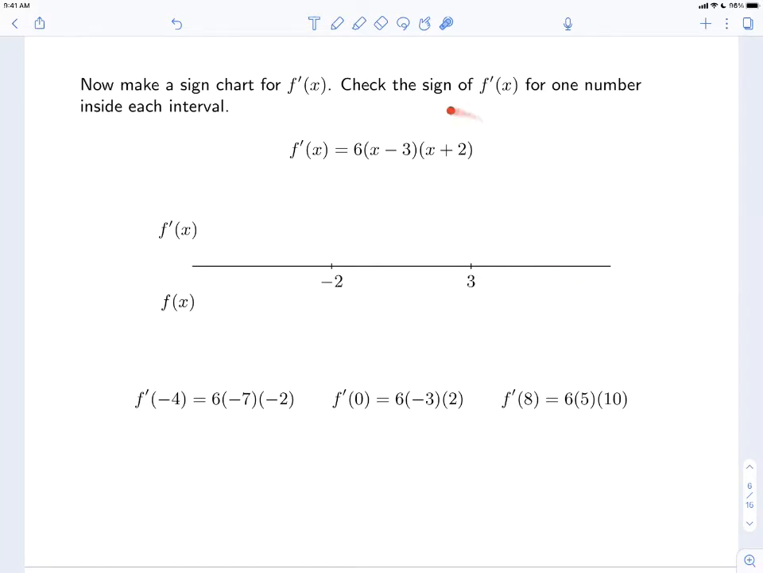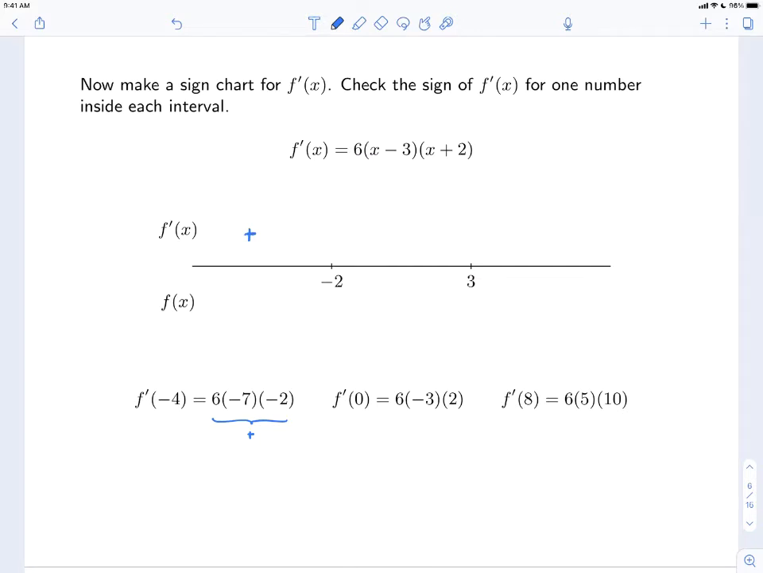And you just plug those back into your derivative to determine if the sign of the derivative is positive or negative. Our first choice is -4. This is to the left of -2. So we've already computed it here. It's 6 times -7 times -2. We don't actually care about the value, we just care whether it's positive or negative, and this is positive. So to the left of -2, we have a positive derivative.